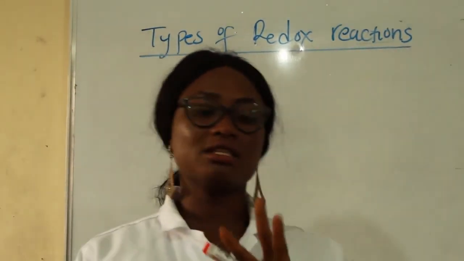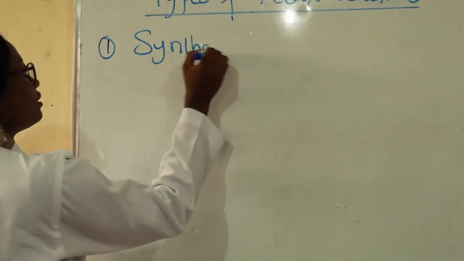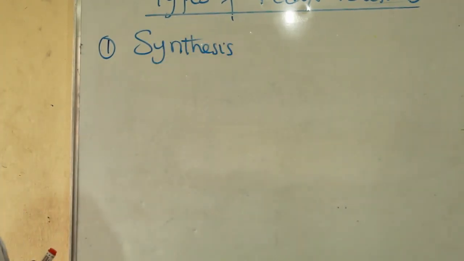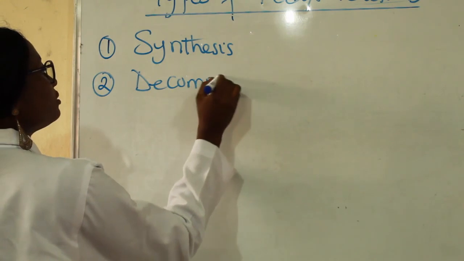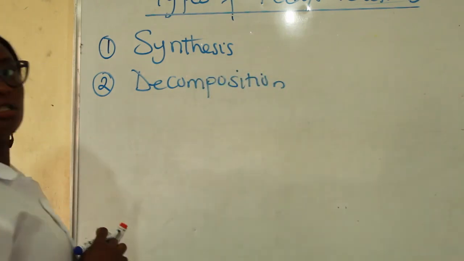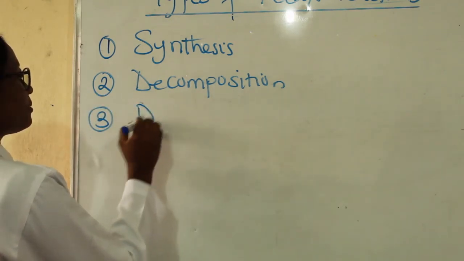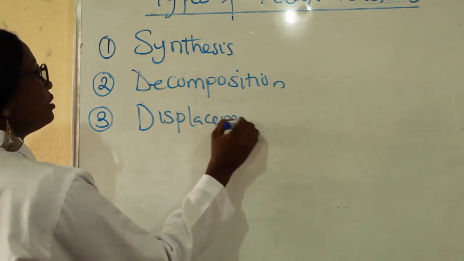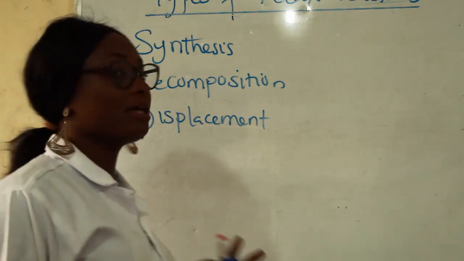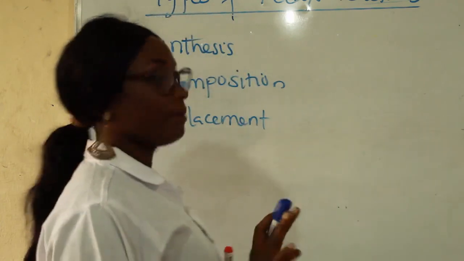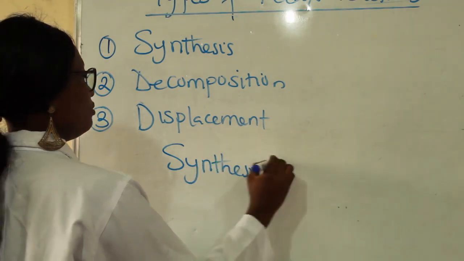So we're looking at 3 types of redox reactions. The first one is synthesis redox reaction. The second one is decomposition, and then the last one is displacement redox reaction. I'm going to take my time to explain each of them. Right now we're looking at synthesis redox reaction.